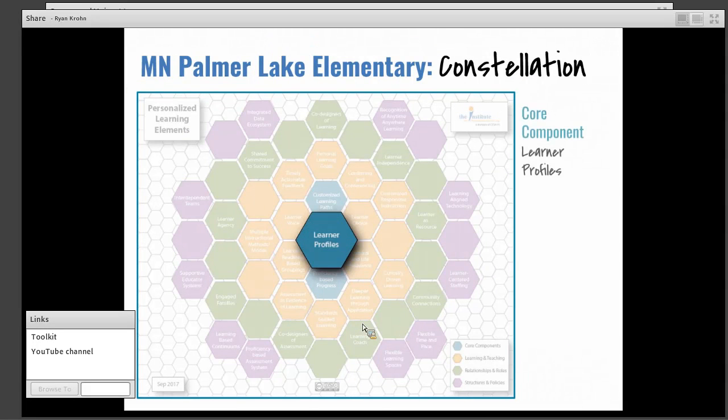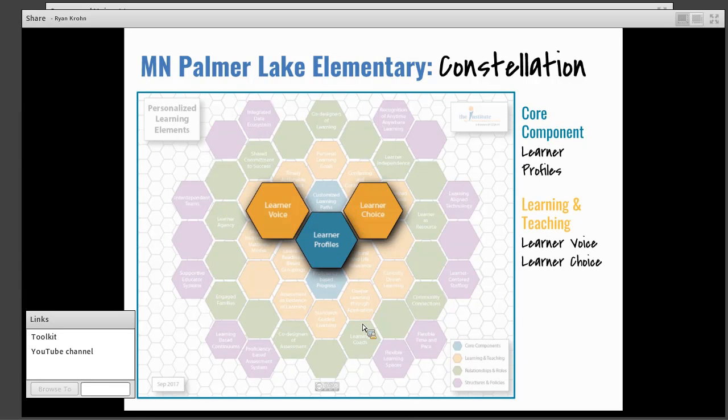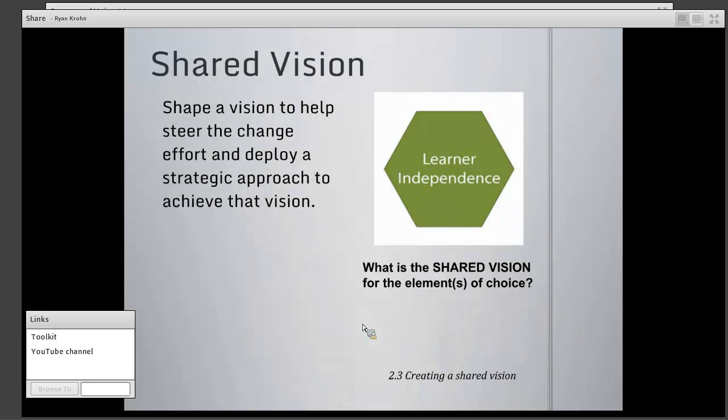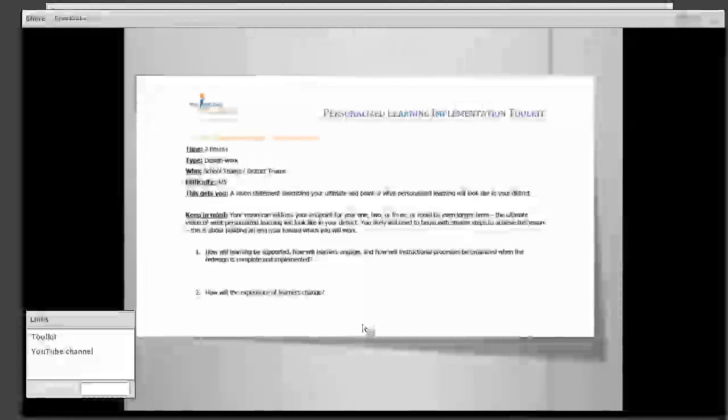And this idea here in Minnesota at Palmer Lake and Osseo School District started to think about some of the things that were important to them, whether it was learner profiles, learner voice and choice, or even thinking about shared commitments and success. How would they bring those pieces together to start to form their vision? We call this the constellation, but really, if you take time to break it down, it ends up forming into a vision statement. Whether it's about one element like learner independence, or about the previous examples I provided from schools or districts or individual ideas, it's really thinking about what that vision statement is that's really going to help steer the change efforts to deploy actions towards this.